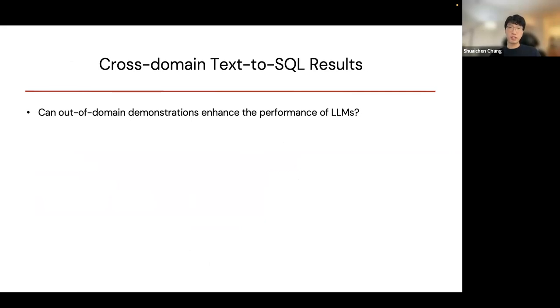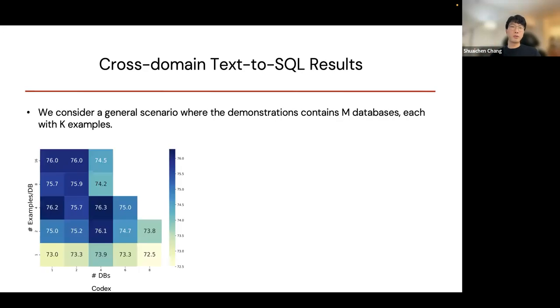First of all, we want to know whether these are helpful or not, right? If it's not providing any benefit, why don't we just switch back to the zero-shot setting? So actually, compared to not using any example, which gave you about 73 accuracy, having some cross-domain demonstrations could improve the model performance. We consider different numbers of databases, and each database can come with a different number of examples. The examples are natural language question and SQL query pairs.